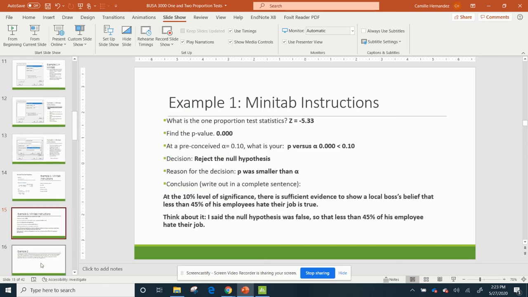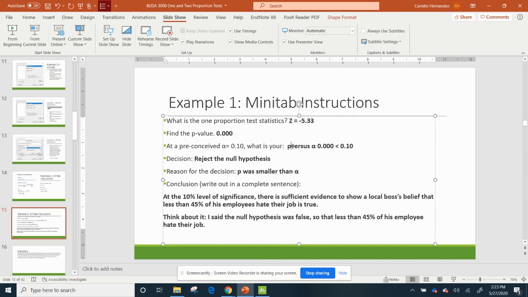All right, so let's conclude it. Again, I got my test statistic, which is negative 5.33. I got my p-value, which is 0. So when I look at my alpha and my p-value, I get 0.00 is less than 0.10. And let me be very specific about this. This is my p-value, okay? So that's what I'm comparing. So since my p-value is less than my alpha, I reject the null.